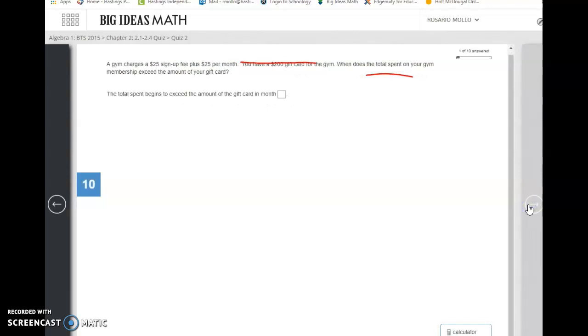And then the last one here: a gym charges a $25 sign-up fee and $25 per month, and you have a $200 gift card for the gym. Okay, so this one's kind of nice because they're both 25. So $25 sign-up fee, you pay that once. And then you have $25 per month. We're going to pay that a couple times. We don't know how many times, so I'm going to put an x there. You have a $200 gift card. When does the total amount spent on your gym membership exceed your gift card? So when does this get more than your gift card?